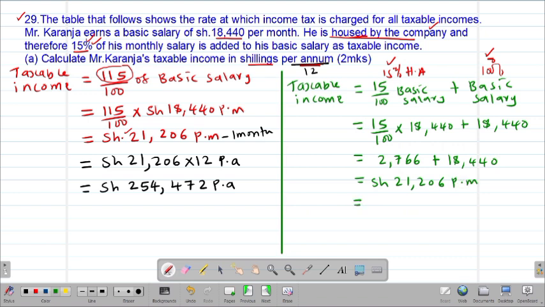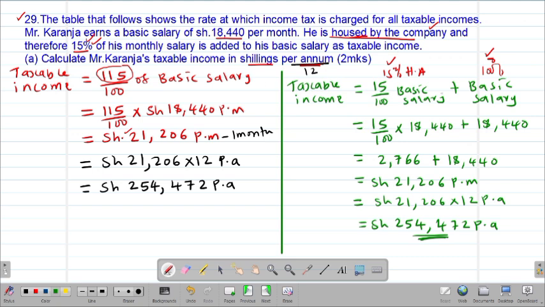So of course, to convert into per annum, you will take 21,206, then you multiply by 12 to change it into per annum. So this will still give you a total of 254,472 shillings per annum.